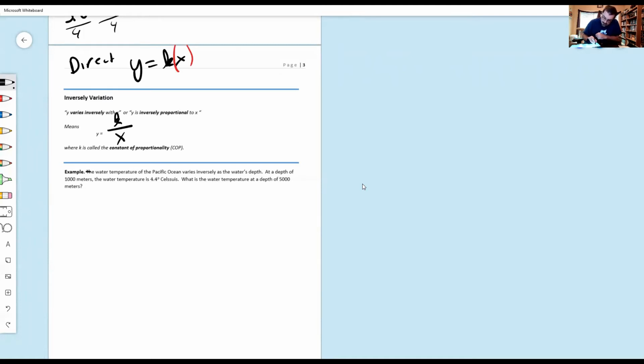Well, first, the first sentence says temp, inversely, and depth. So those are the things, right? Temperature comes before the words inversely or varies. So temperature, we'll call it T, equals K. Varies inversely means the depth is going to be on the bottom. We'll call that D. So there we are. T is K over D.